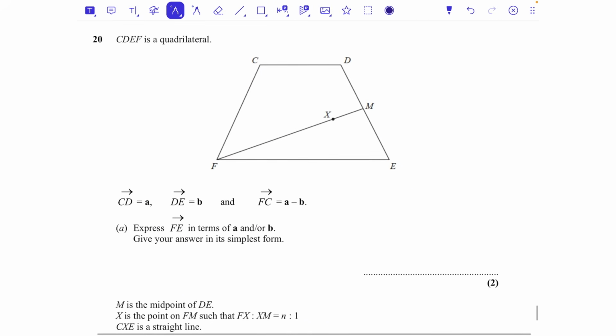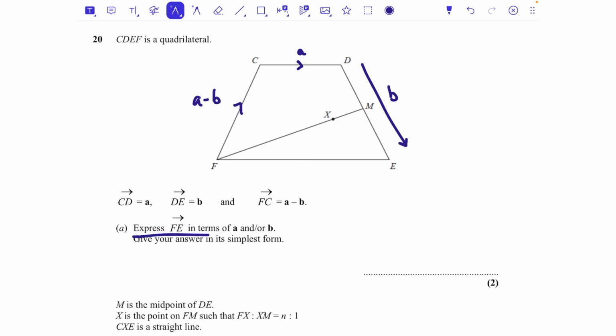And last but not least, question 20, and we've got vectors here. C, D, E, F is a quadrilateral. C to D is A. Now, as soon as they give me vectors, I like to draw them on. C to D is A. D to E is B. So all of that is B. And I like to do an arrow so we know which way we're going. F to C is A minus B. That's that one.